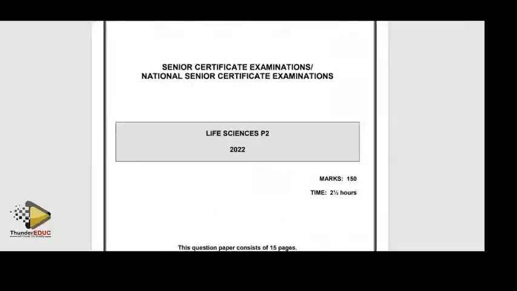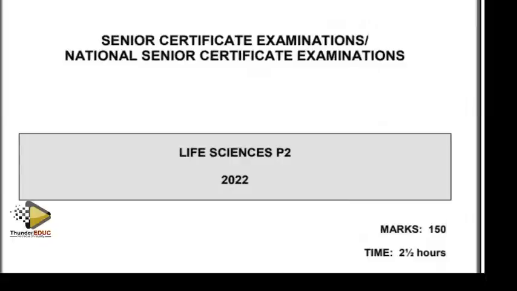Let's continue with question 2.4. It's about genetics. We know that many students find challenges with genetics. A student asked me a question: how do I use my National Distinction Material book to get a distinction?